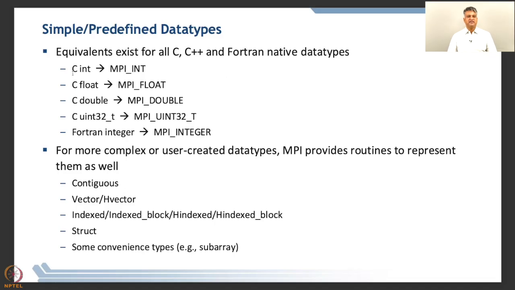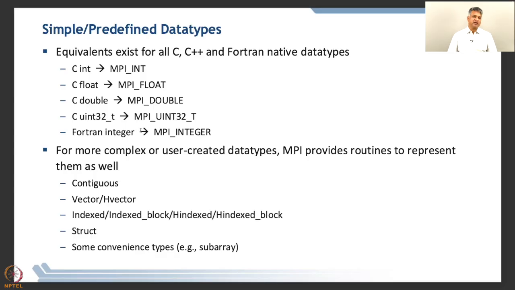We have the C integer, whose equivalent data type in MPI is MPI_INT. You have the C floating point number, which is MPI_FLOAT. The C double precision number is MPI_DOUBLE. The C unsigned integer of 32 bytes length is MPI_UINT32. For Fortran, you'll have to use MPI_INTEGER to say that it is a Fortran integer.